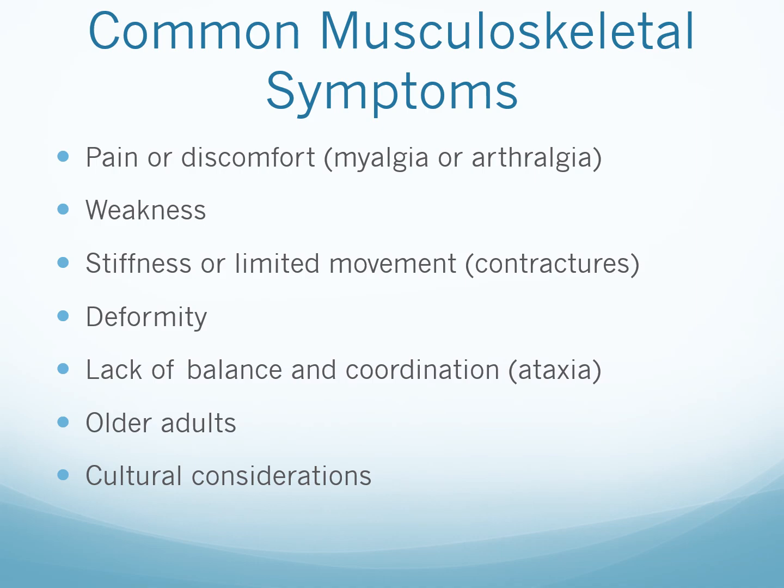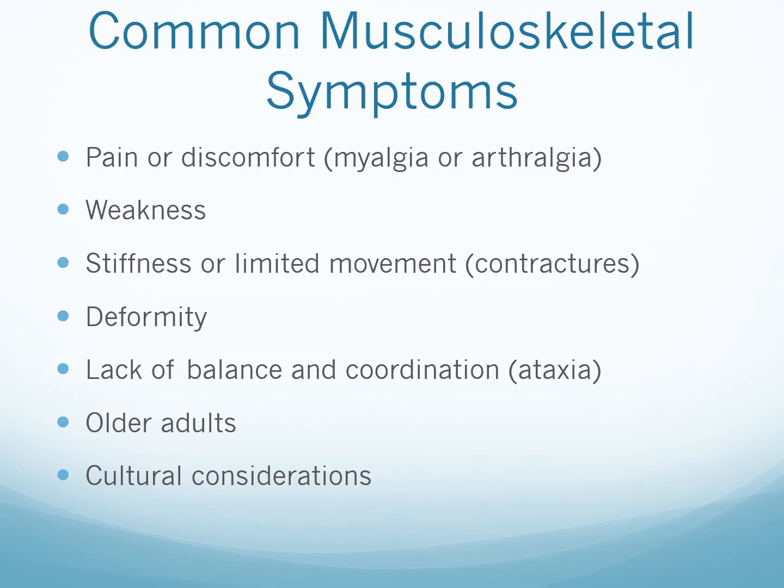We also assess for deformity. Deformities may result from arthritis, fractures, congenital conditions, or chronic joint disease. An example of this would be spinal curvature changes, joint enlargement, or abnormal alignment. Another major symptom is lack of balance and coordination, also called ataxia. Patients with ataxia may have unsteady gait, difficulty coordinating movements, and increased fall risk, and this can result from musculoskeletal problems, but also potentially neurologic conditions, even weakness or inner ear disorders.